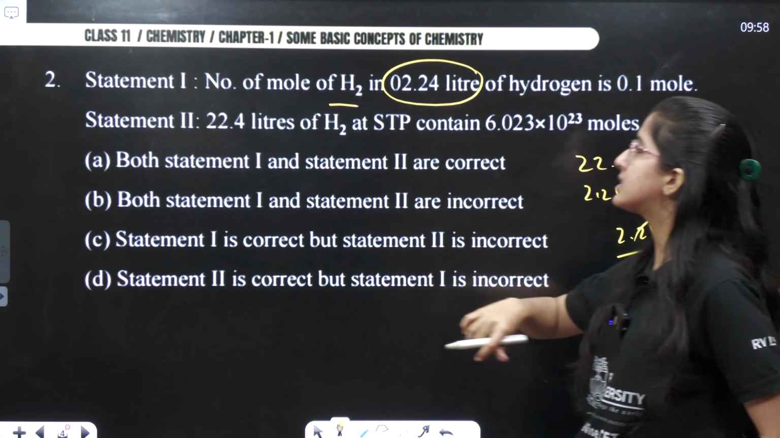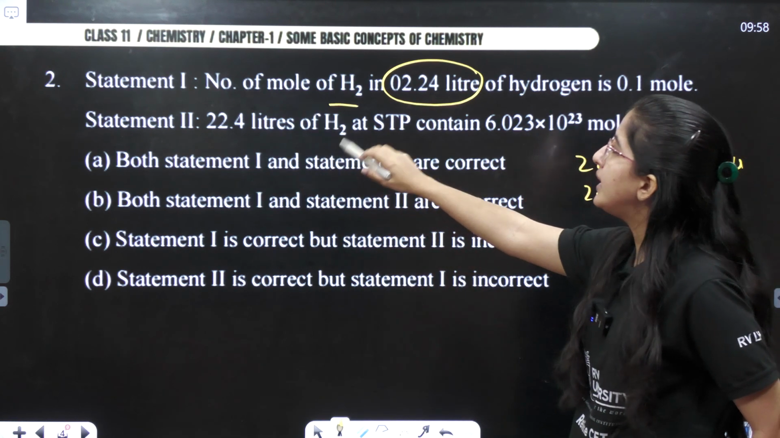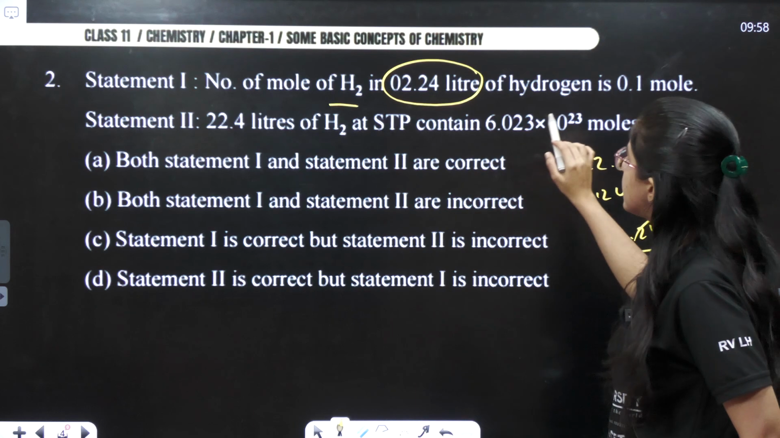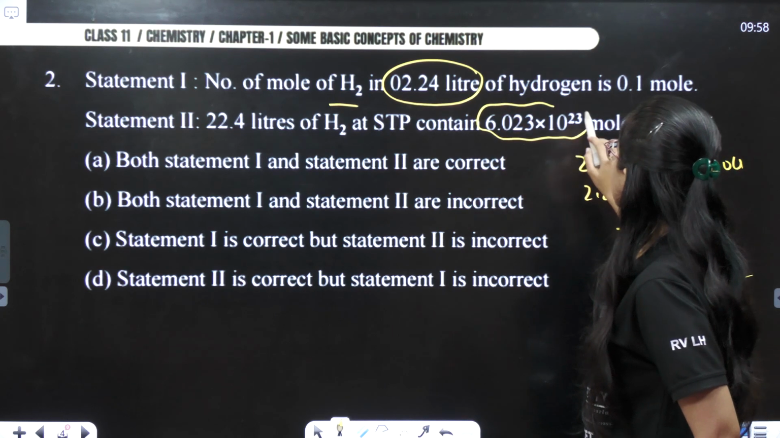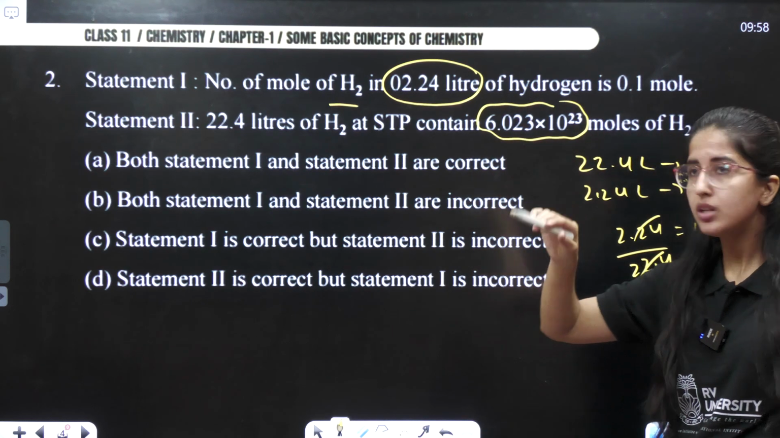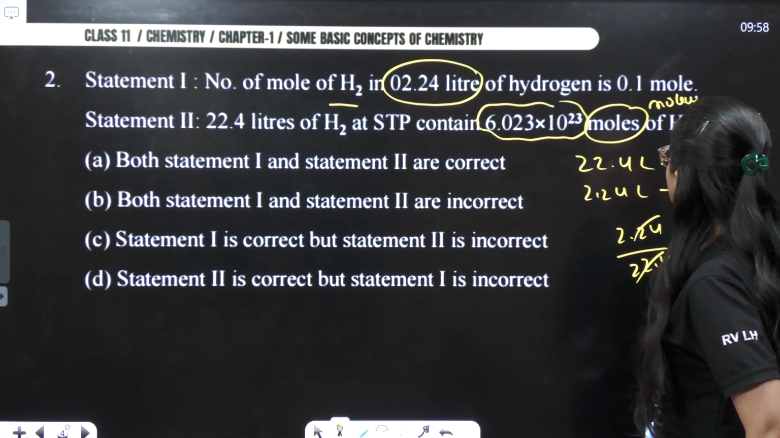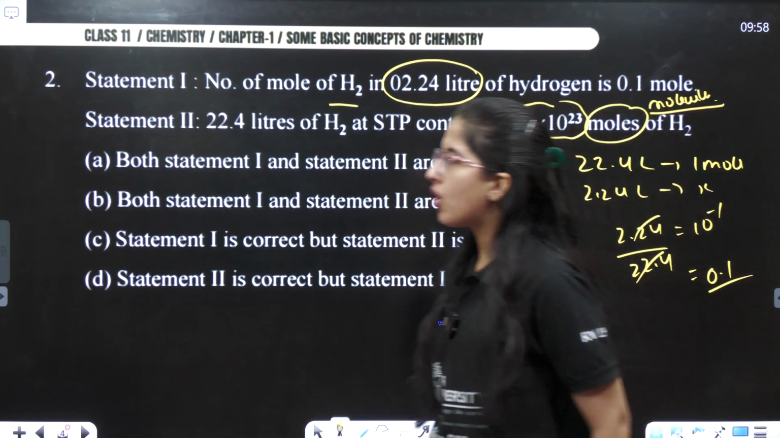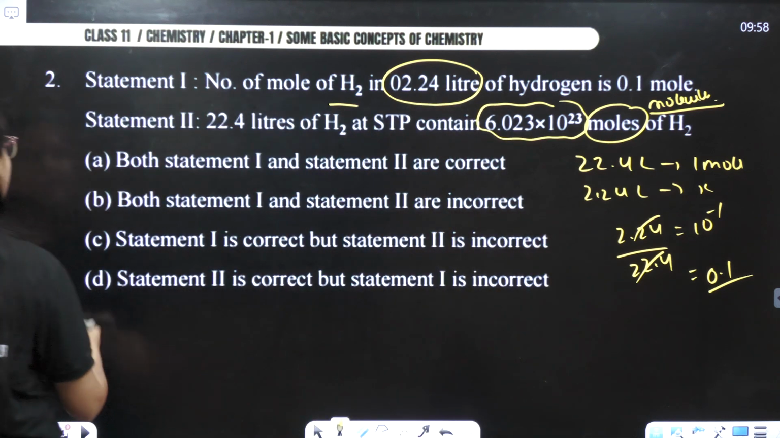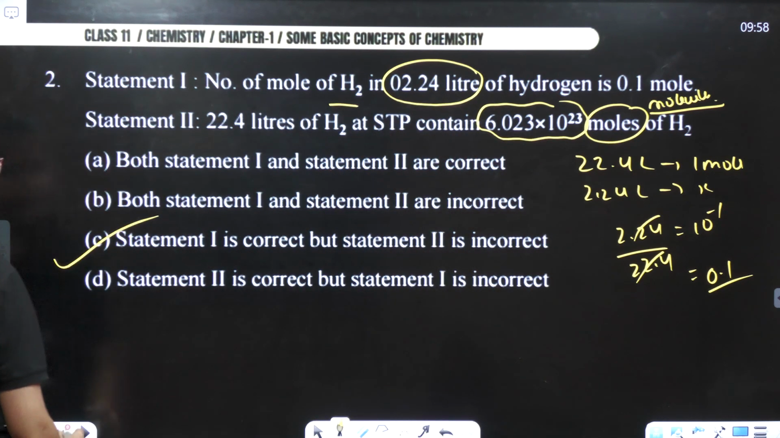Now statement 2 is saying 22.4 liters of hydrogen at STP contains 6.023 into 10 raised to 23 moles of hydrogen. No, it consists of 6.023 into 10 raised to 23 molecules of hydrogen, not moles. So it is a wrong option. Therefore statement 1 is correct and statement 2 is incorrect.